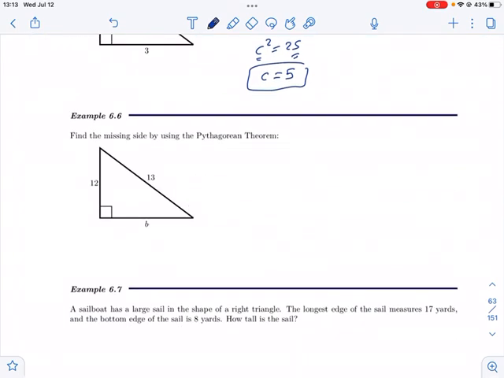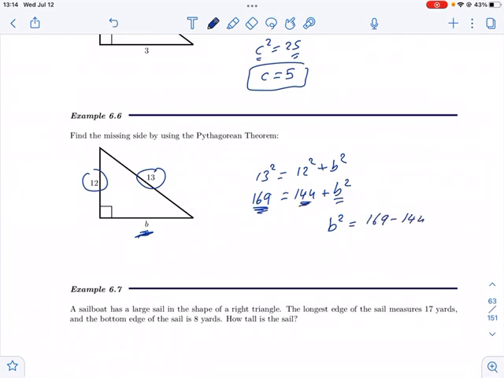Another example, if this leg has length 12 and the hypotenuse is known to be 13, what is the size of the second leg? We have 13 squared, the hypotenuse squared, equals 12 squared plus B squared. We don't know the value of B, we want to find it. Now 13 squared is 169, we can use the calculator, and 12 squared is 144, plus B squared. Now B squared is 169 minus 144. So what is 169 minus 144? It's 25. So what is B? B is 5. If we square 5, it will give us 25. Or what is the square root of 25? So this is 5.